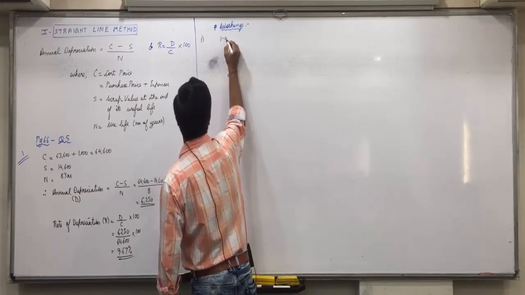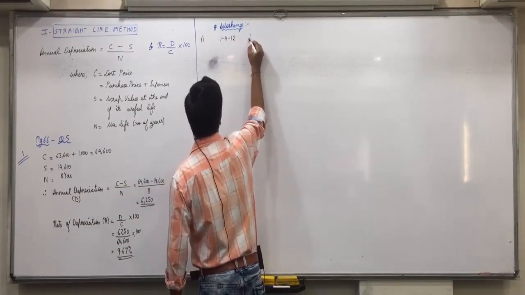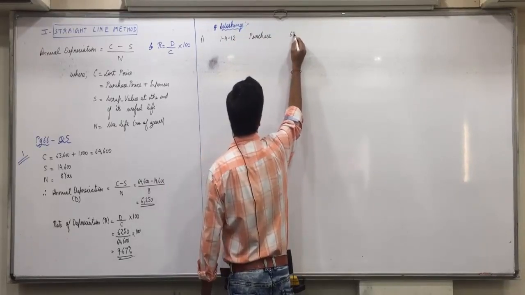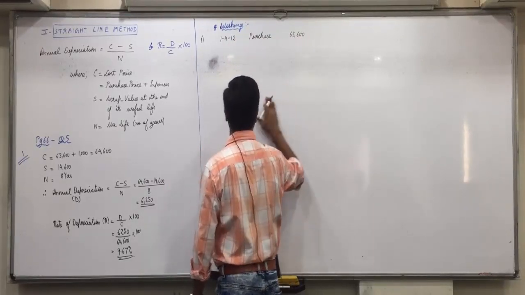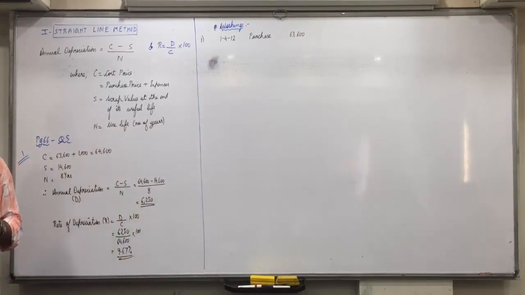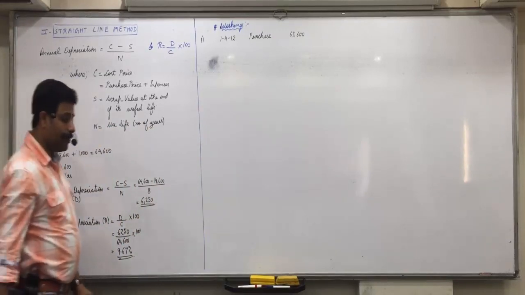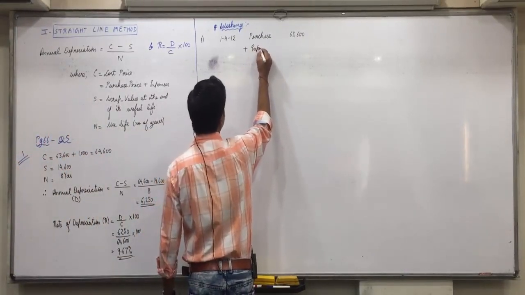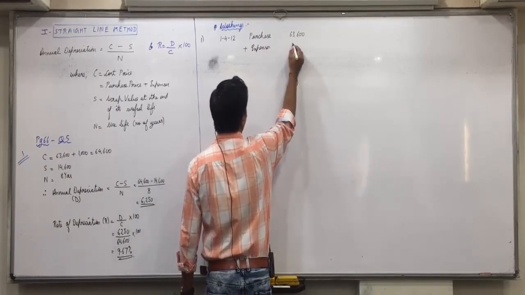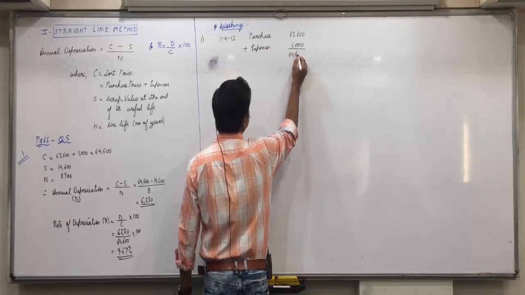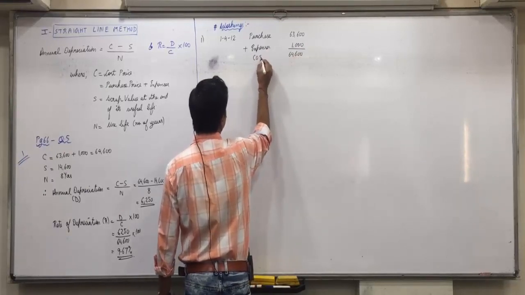What is the date of purchase? 1/4/12. Add on: purchase 63,600, plus expenses 1,000. So 64,600 is the cost.